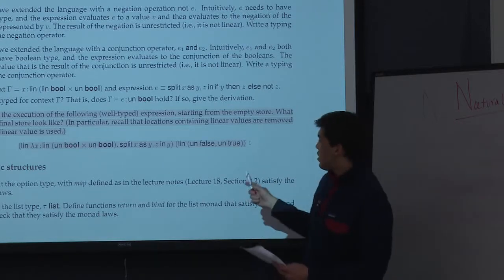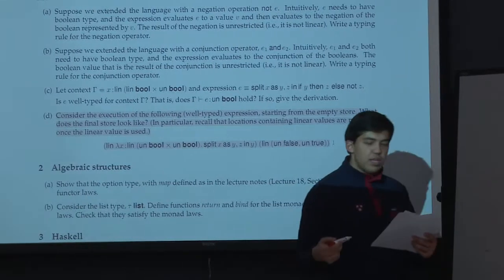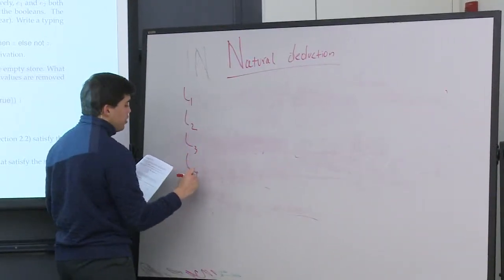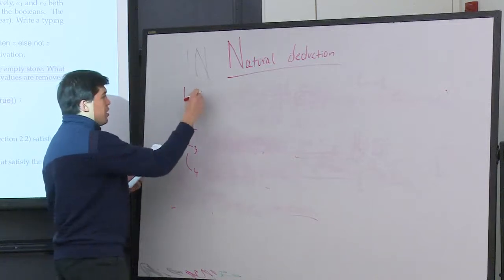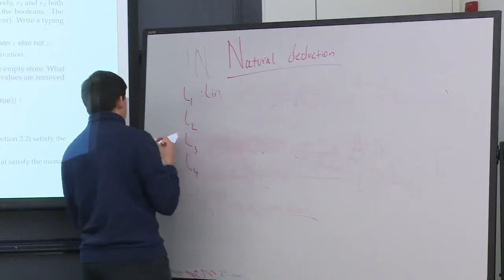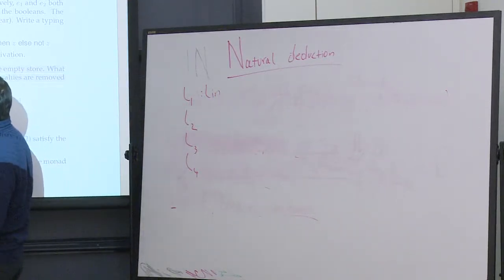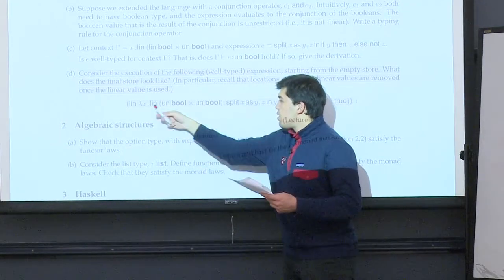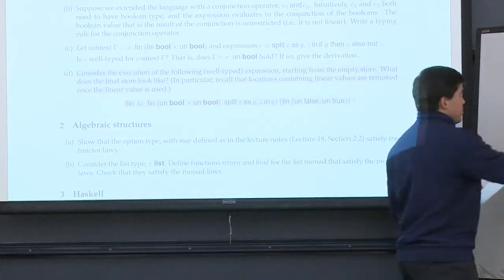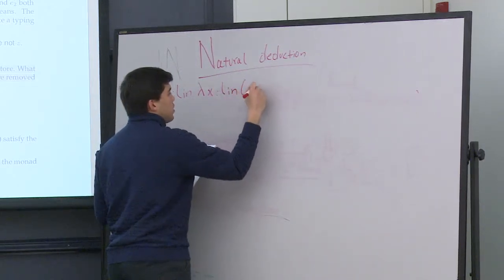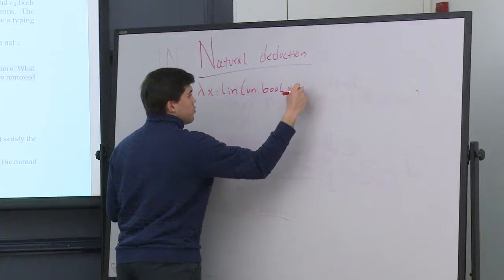So if we were to break this expression down into what's actually being evaluated in the store, it will look something like this. I will be using L1, L2, L3, L4 to show what exactly is being stored in the store of, let's say, the computer that's evaluating this. The first thing that will be stored is this expression right here, because this is declaring the type of variable that we'll be using. So linear lambda x and linear un-bool times un-bool.